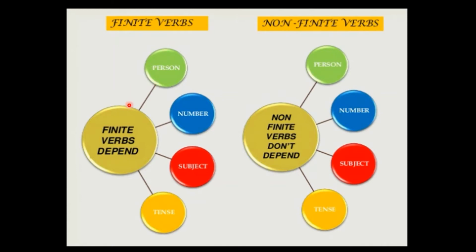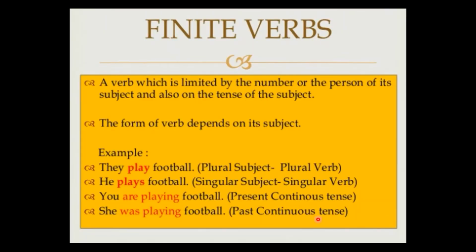So what are finite verbs? A finite verb is limited to a person. It depends on the number of the subject, and it depends on the person of the subject, and it depends on the tense. On the other hand, non-finite verbs do not depend on person, number, subject, and tense. So let's see in detail what finite verbs are.